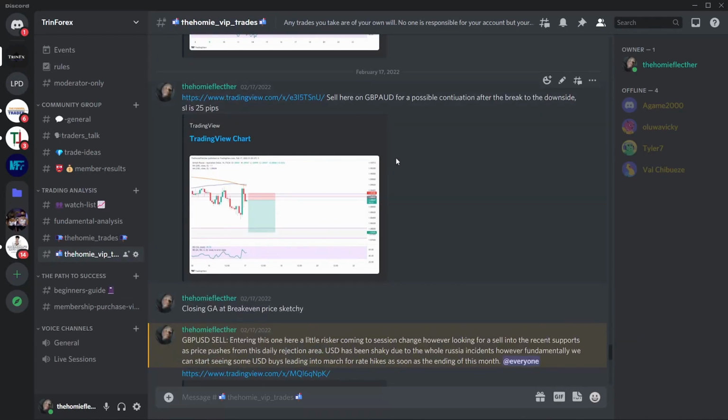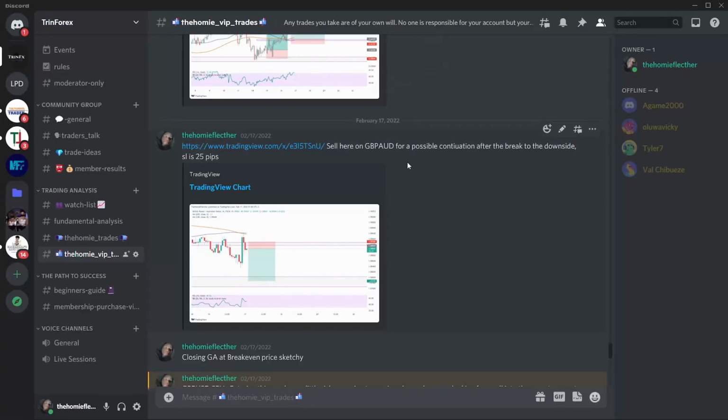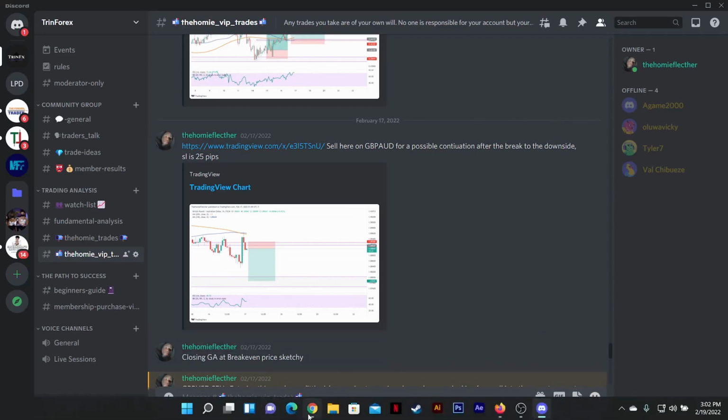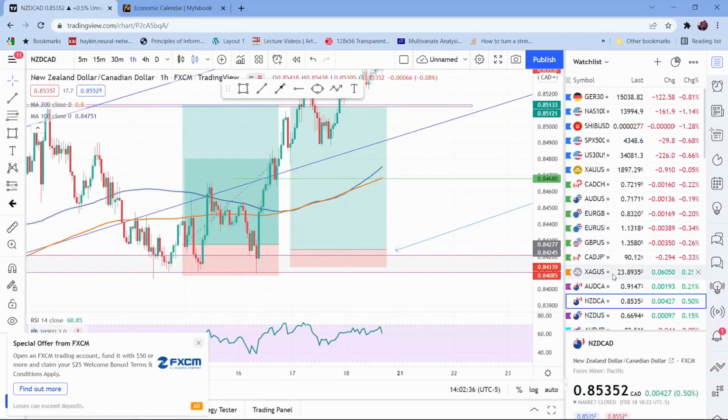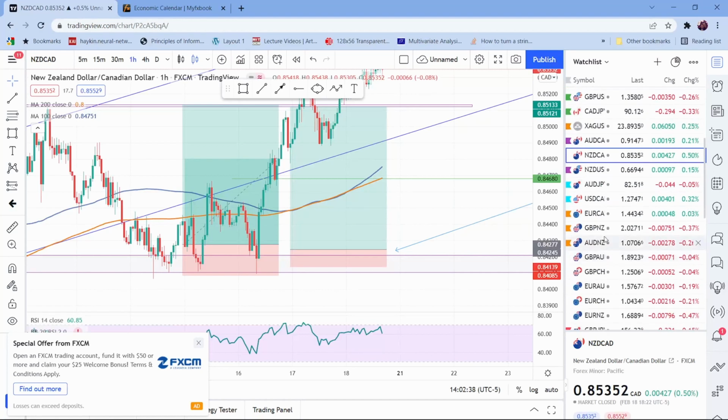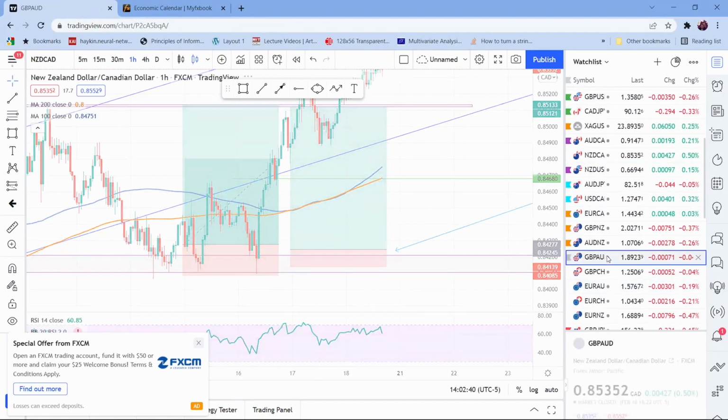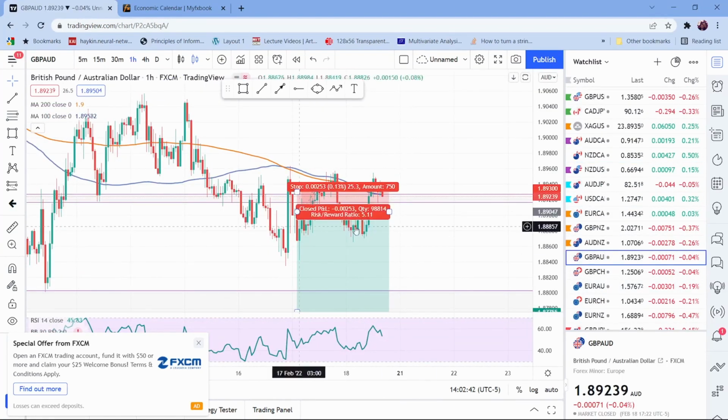Then we had a sell on the GBP AUD. This was a 17 for continuation to the downside. We did end up closing that break even, however, because price started moving kind of sketchy. Let's just pull this up real quick here. GBP AUD. Alright, so it was right around here.